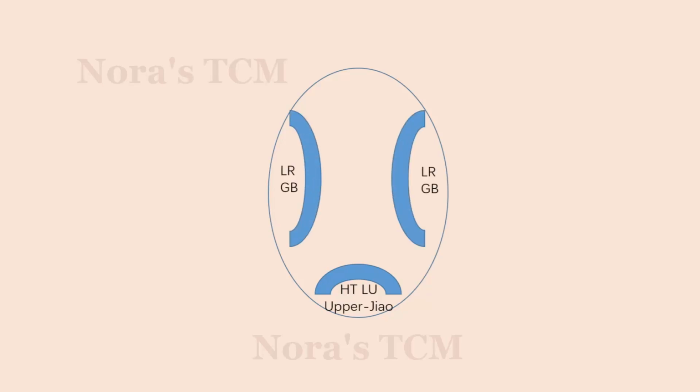The lateral side, or we say tongue margin, is connected with the liver and gallbladder. The middle part is connected with the spleen and stomach and middle jaw. Finally, the root part of the tongue is connected with the kidney and urinary bladder and the lower jaw.